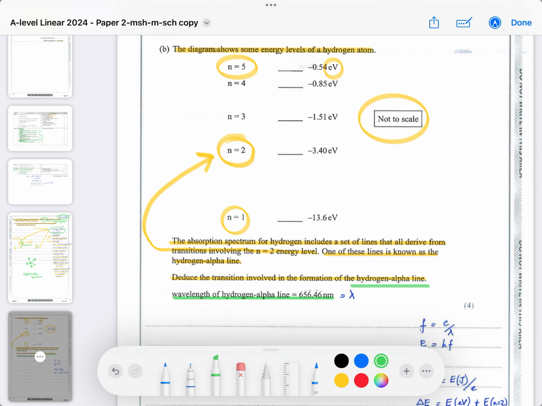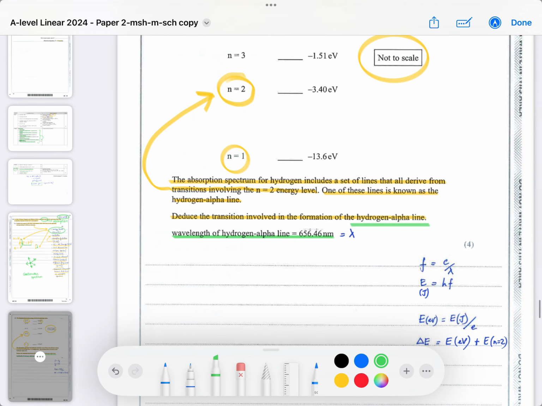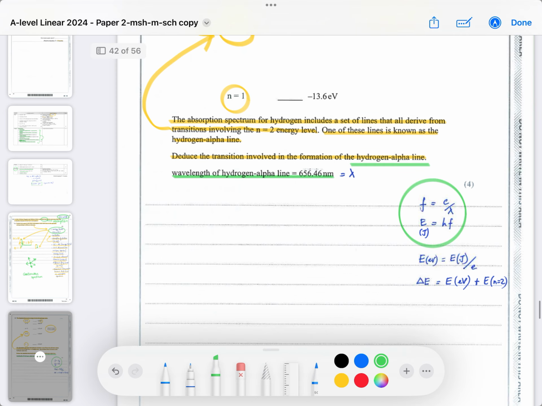656.46 nanometers. So they're giving us the wavelength, and we've got to change that into electron volts, and then look at which transitions involving n=2 will correspond to that. So it's a multi-part problem. Once you know the wavelength, you can work out the frequency, which then allows you to work out the energy in joules. Once you know the energy in joules, you divide by the electron charge, and it converts it to electron volts.